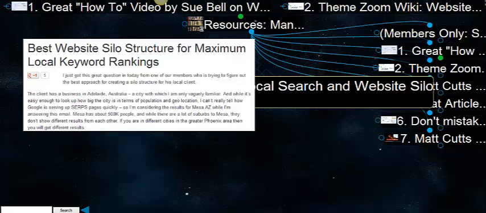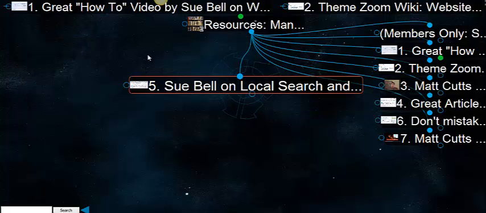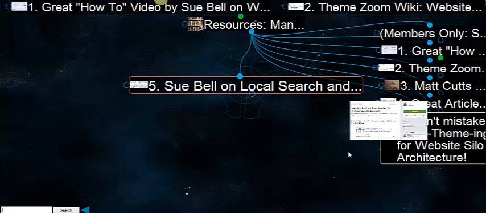Another article by Sue Bell, which I think she might even have forgotten about and which I dredged up the other day, is Website Silo Architecture for Maximum Local Keyword Rankings. This is really, really helpful. She gets into some great stuff in this article. Highly recommend that you read it.